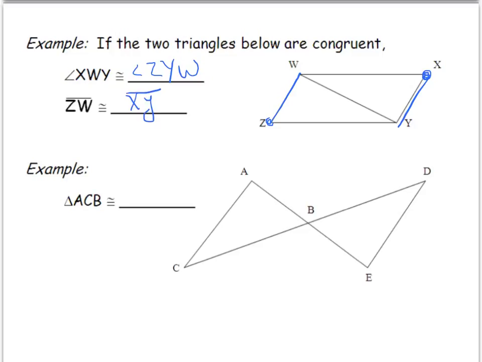Order matters. I would like for you to do this last example. Tell me triangle ACB is congruent to what triangle?